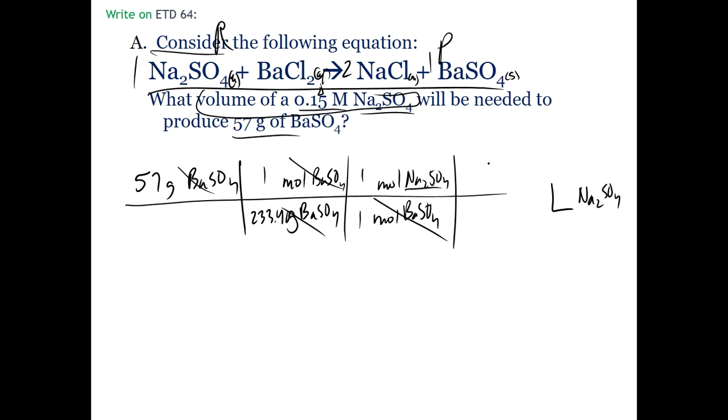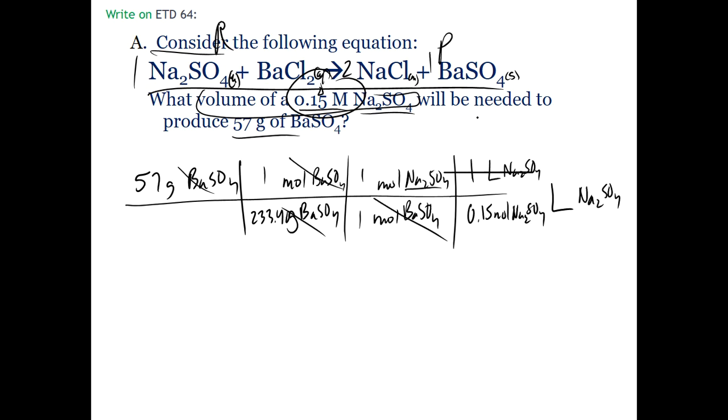So if I want to get the liters, that means that liters has to be on top of the sodium sulfate. And here's the great thing that I know. I know that in every 1 liter of this sodium sulfate reaction, there are 0.15 moles of sodium sulfate, because it's a 0.15 molar solution of that stuff.